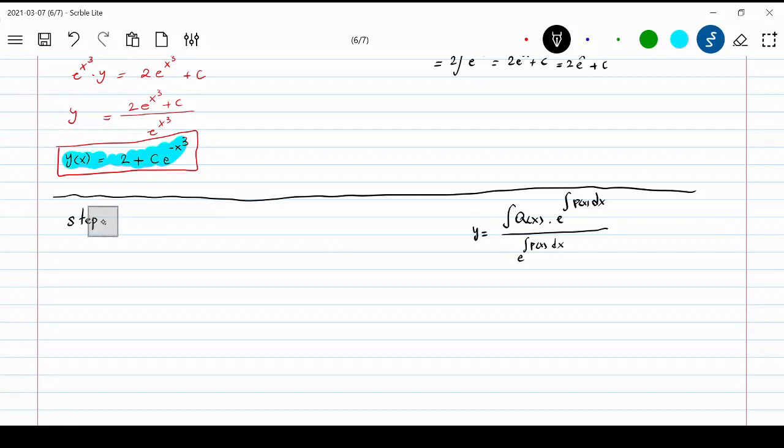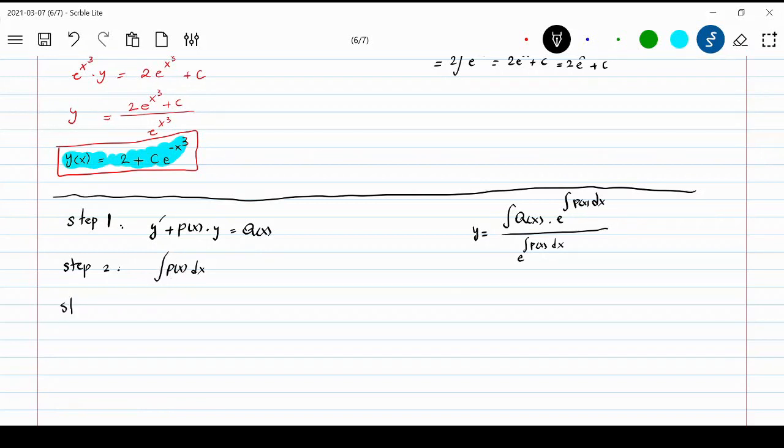So step 1 would be to write the equation in terms of y' plus p(x) times y equal to q(x). Basically figure out what is p(x), what is q(x). Then step 2 would be to find the integration factor, the integral of e to the power p(x) dx. We need to figure out what is that. First find this integral of p(x) dx.